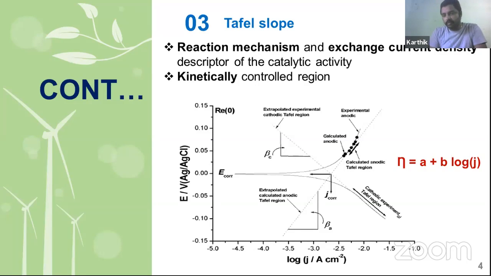Eta is the overpotential, a is the intercept, b is the Tafel slope, and j is the exchange current density. If you extrapolate in the kinetically controlled region of the anodic Tafel region, you can determine the OER reaction mechanism. Whereas if you extrapolate on the cathodic Tafel region, you can determine the HER reaction mechanism.